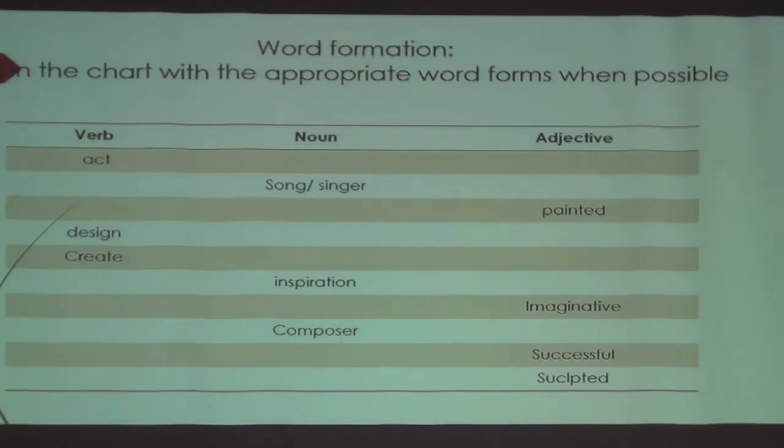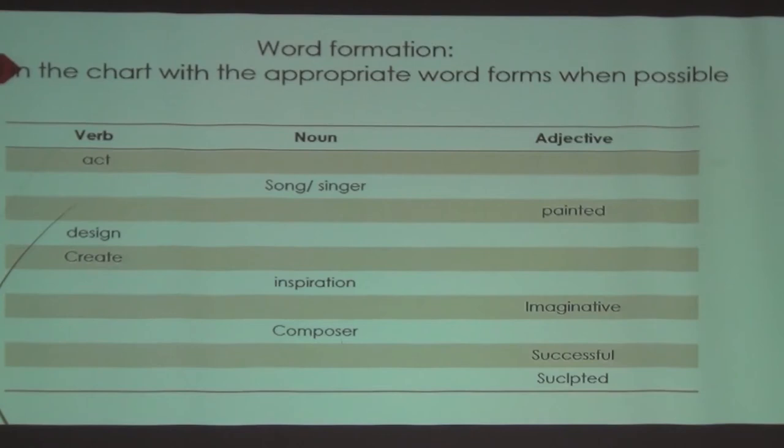Now, we have word formation. In this chart, you're supposed to derive the verb from the noun or the adjective from the verb or from the noun according to the case which is given to you in the chart. For example, the verb act. What is the noun of act in your opinion? Any correct guesses? Yes, acting, you're right.